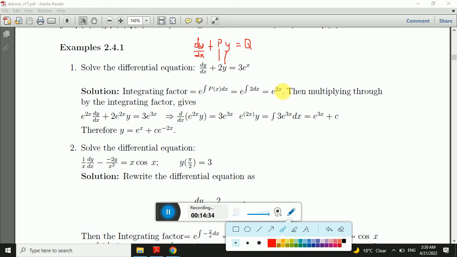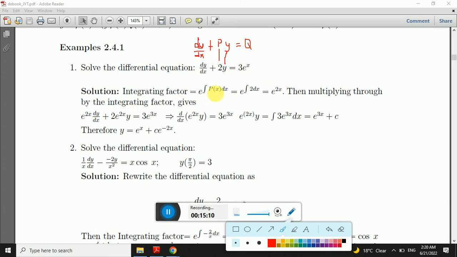Now what happens after finding the integrating factor? The next step after getting the integrating factor is to multiply that integrating factor through the given differential equation. So our integrating factor in this case is e to power 2x. So let us multiply e to power 2x throughout this equation. So what shall we get in that case?